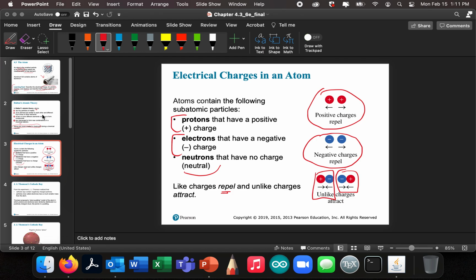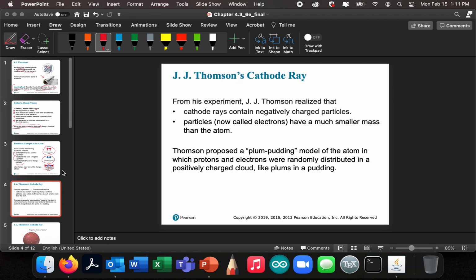So the second stage after John Dalton in the discovery of the atom was J.J. Thompson. From his experiment, J.J. Thompson realized that cathode rays contain negatively charged particles. So he said, wait, if we have rays that contain negatively charged particles, maybe we've got particles in an atom, and we're going to call those electrons. Okay, so that was J.J. Thompson. That's credit to J.J. Thompson.